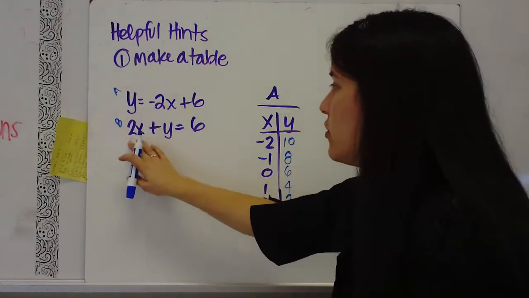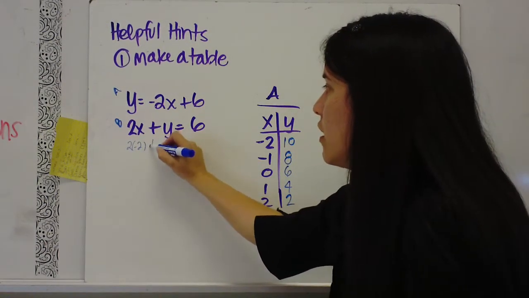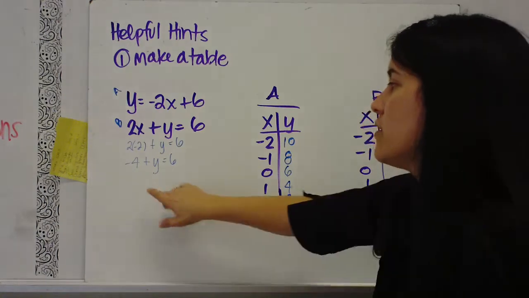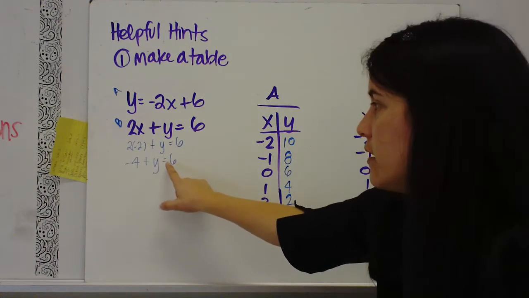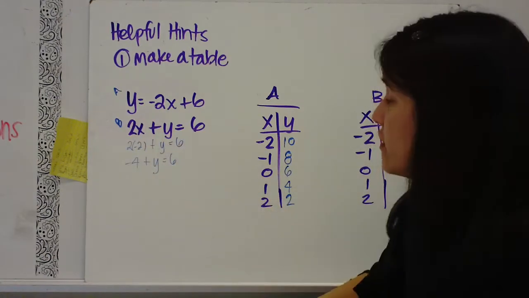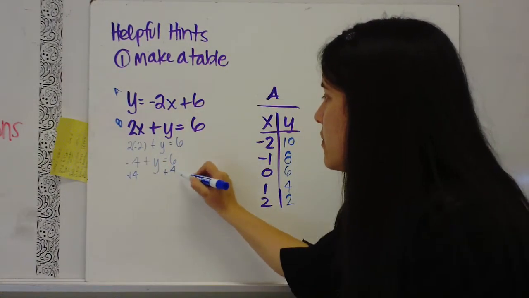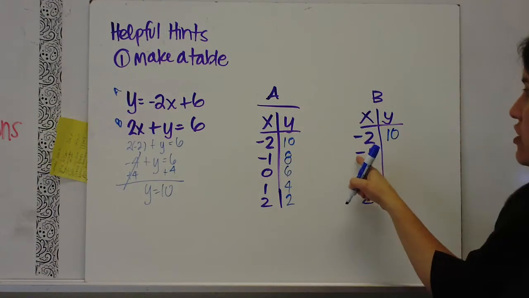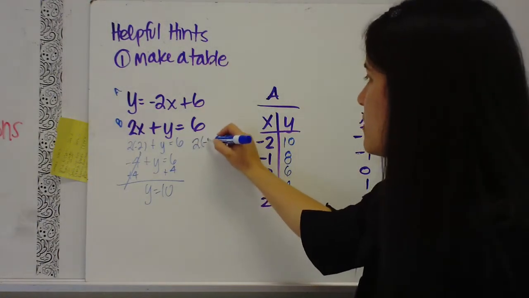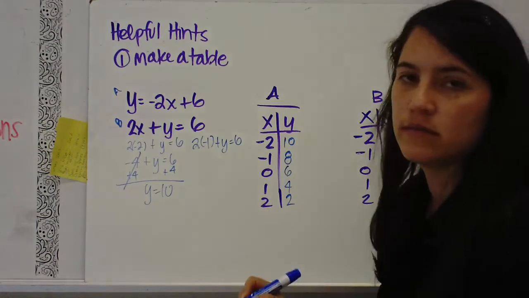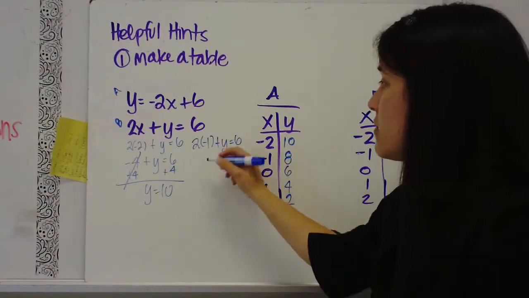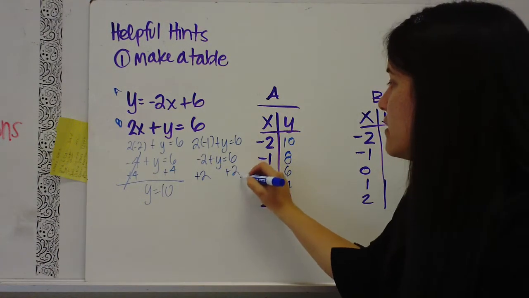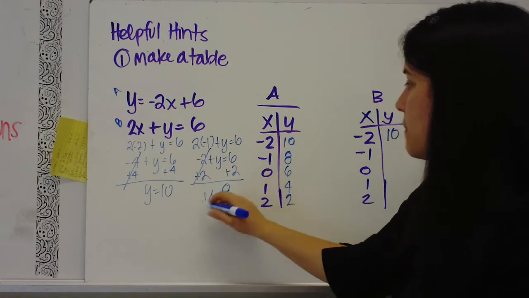All right, so if I plug in negative 2 right here, this is going to be 2 times negative 2 plus y equals 6. This is negative 4 plus y equals 6. So I have to figure out what can I put in right here for y to get a positive 6. So you have to solve this equation by adding 4 to both sides, and we get y equals 10. All right, so now let's do it with negative 1. We're going to type in 2 times negative 1 plus y equals 6. I'm just using this second equation. 2 times negative 1 is negative 2 plus y equals 6. Then you're going to add 2 to both sides, and you get y equals 8.